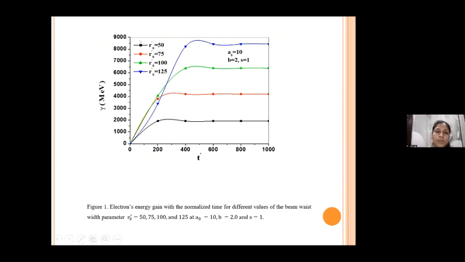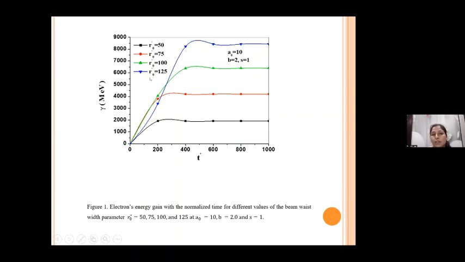So we can see that this is our electron energy gain, that is gamma, in MeV. This is my normalized time T dash, and we have seen that the electron is acquiring a higher energy gain. Not only that, but this energy gain is also saturated. This is a very important thing because energy is gained resonantly. Resonant interaction of the laser and electron takes place. That is why after this part the energy got saturated, and we can use this energy in some applications.